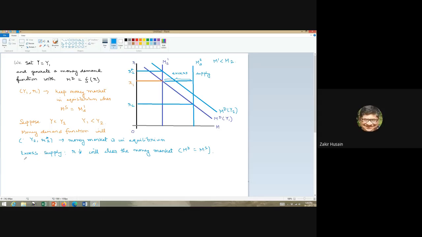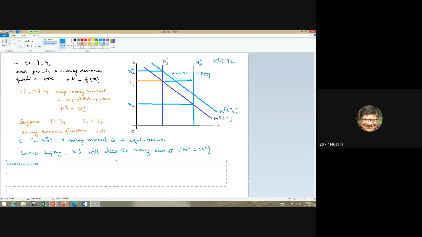Okay. So in this situation, if we have excess supply of money, that means we don't want to keep money, but there's money in our hands. So as Arun rightly said, we will want to invest this excess supply in the bond market.